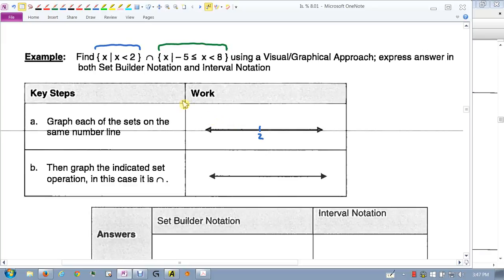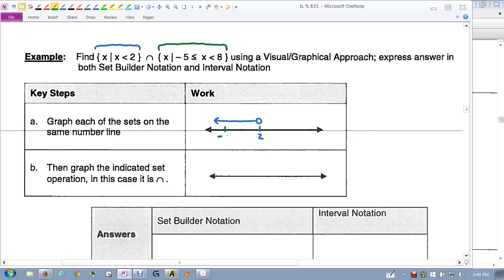And I want everything, what? Less than 2. Do I want to include 2? No. So I draw open, right? And I draw to the left like this forever. That's the blue set. Now the green set. I've got to be between negative 5 and 8. So I need to put negative 5 and 8 on this number line. And I'm going to do it in green. I just got to make sure they're in the proper order.